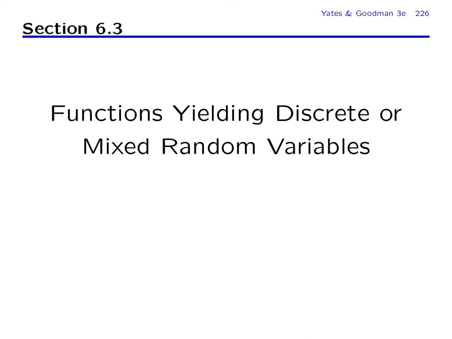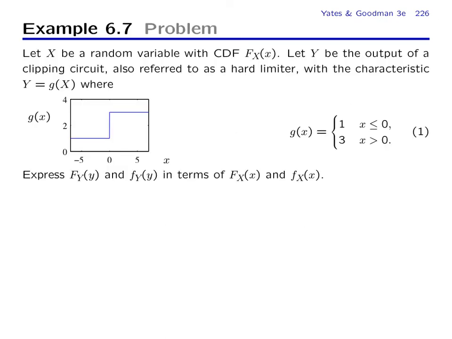In section 6.1, we had functions of discrete random variables that were discrete random variables. In section 6.2, we had functions of continuous random variables that were continuous random variables. In this section, we have functions of continuous random variables that are sometimes discrete and sometimes mixed. And here we derive their PMFs or their PDFs depending on the circumstance. So let's start with a simple example.